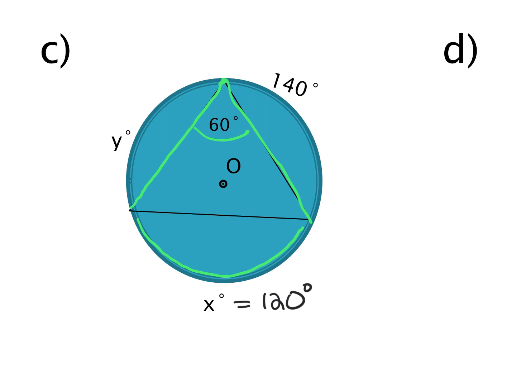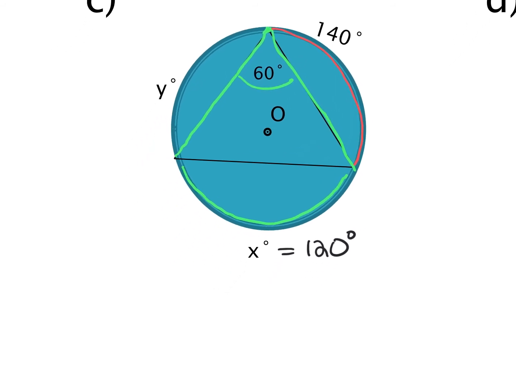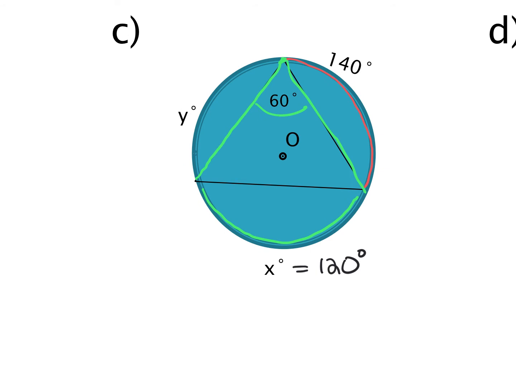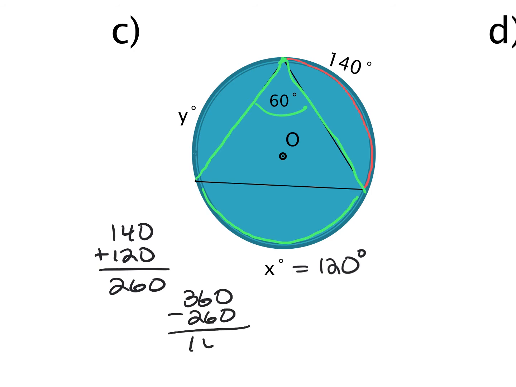Now, notice I already have the 140. So I already have 2 pieces of the entire circle. So in order to find Y, one way that I could do this is I could take the 140 plus the 120, get 260, subtract that from the total circle, which is 360, and find that the intercepted arc of Y is 100 degrees.